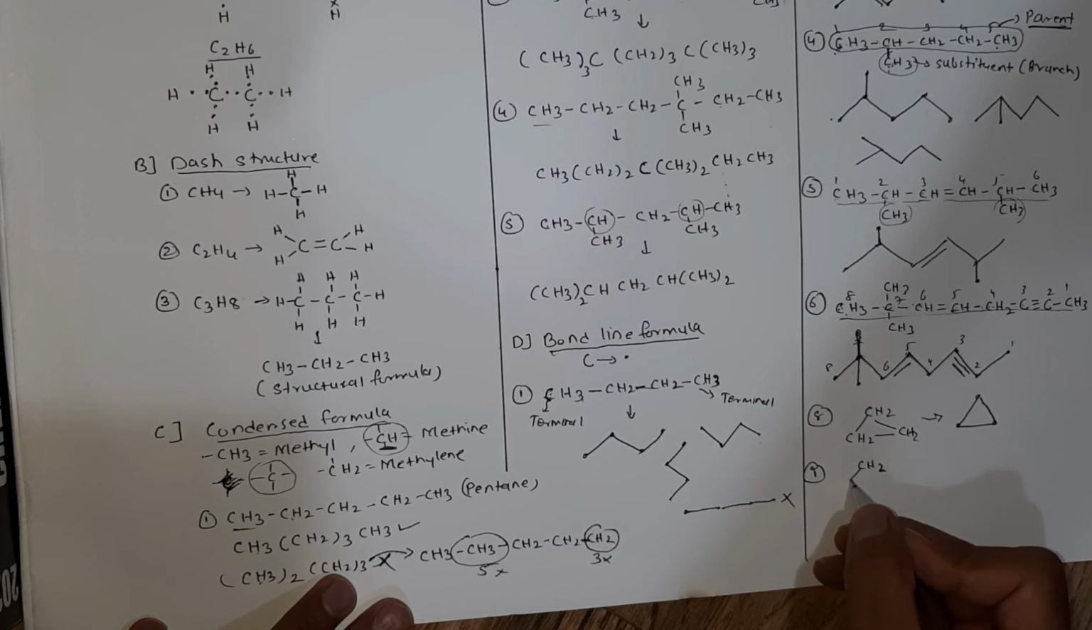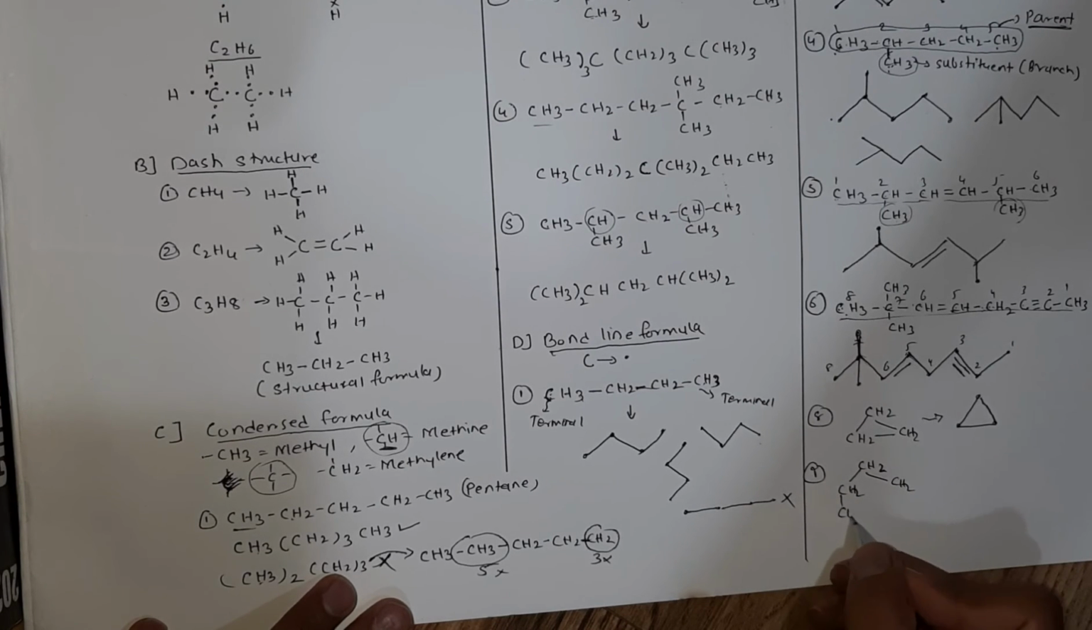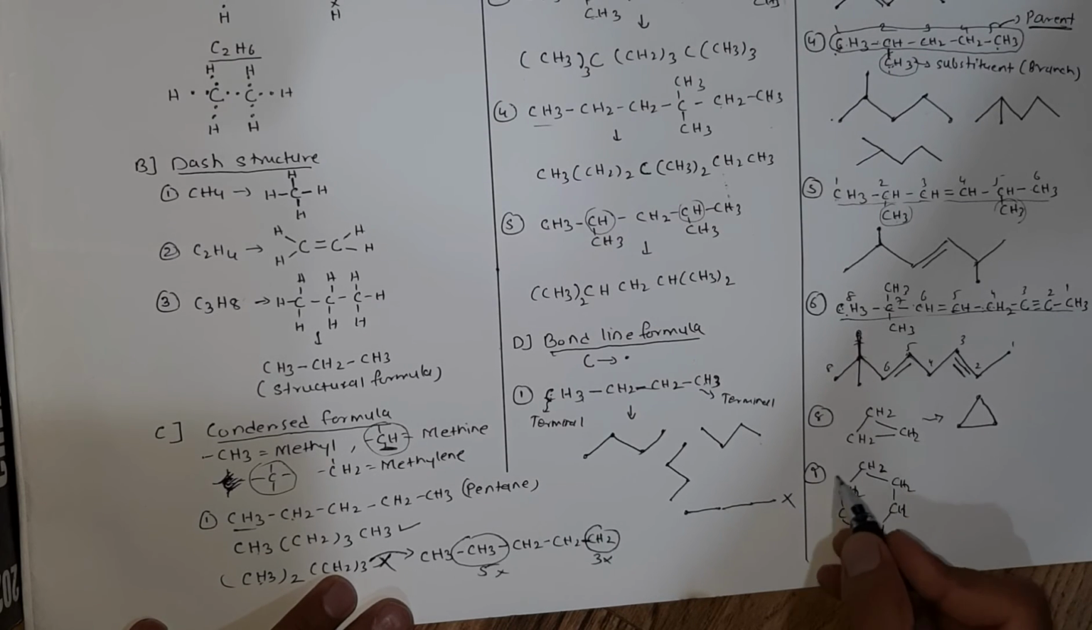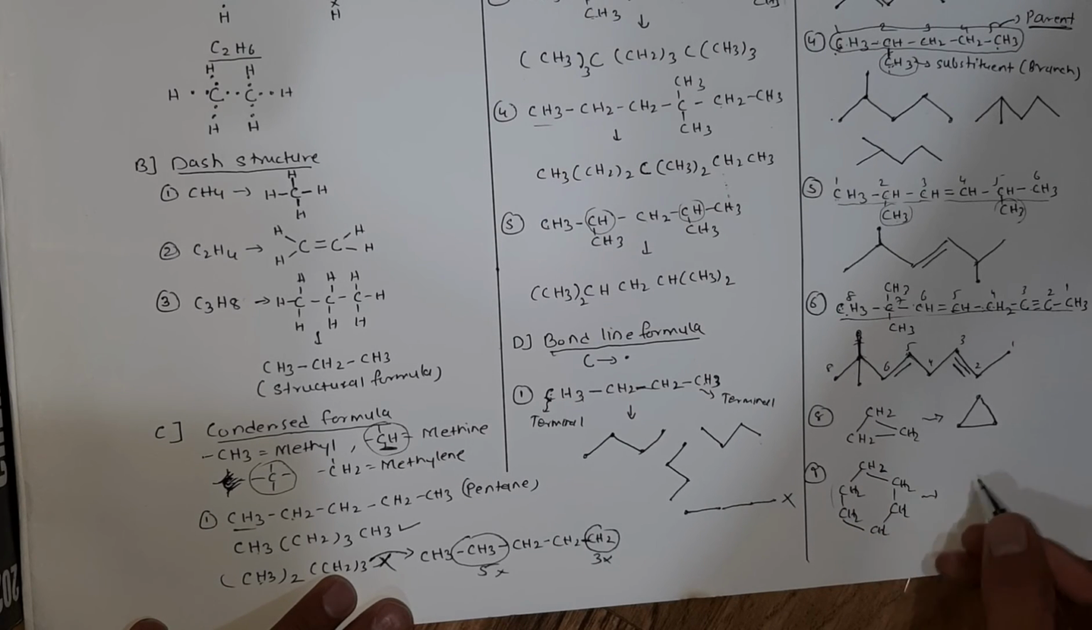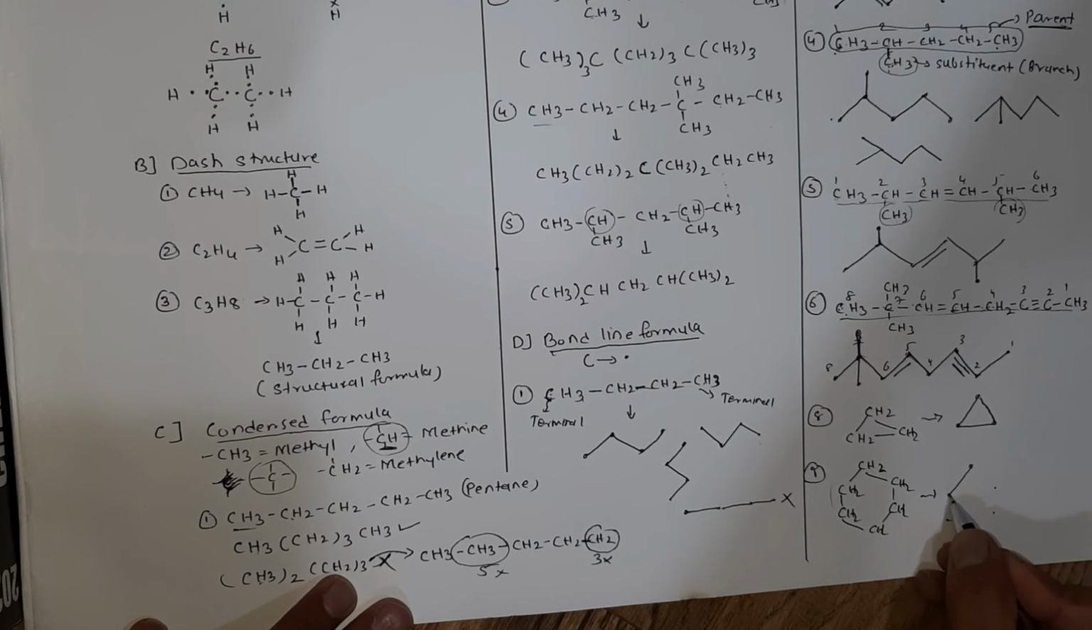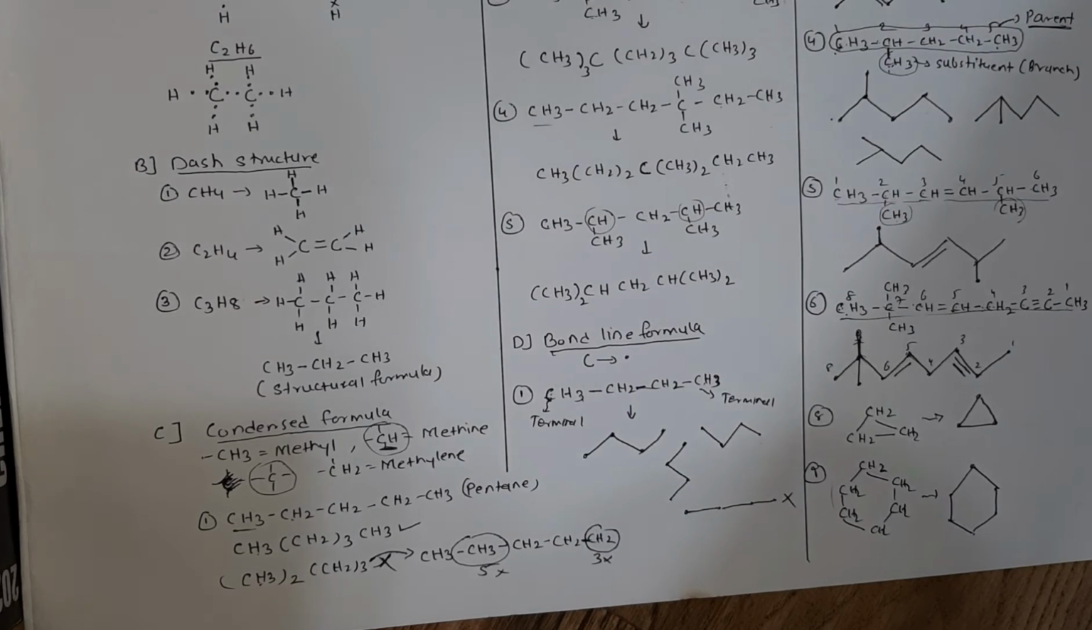CH2, then you have a CH2 attached to CH2 single bond, CH2 single bond, CH2. This is a cyclic compound. Terminals are attached. How many carbons are attached to it? 6. So 1, 2, 3, 4, 5, 6. All of them are attached by a single bond. This is cyclohexane, a single bonded compound. Okay.